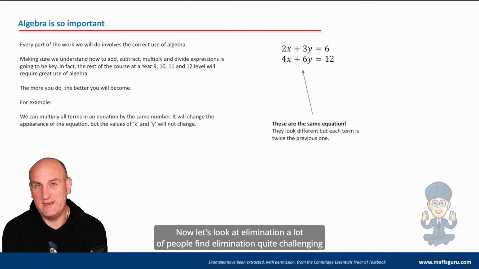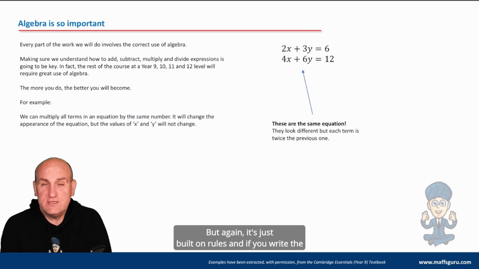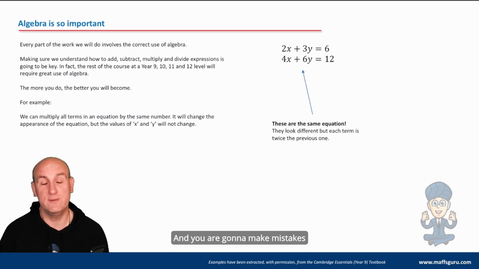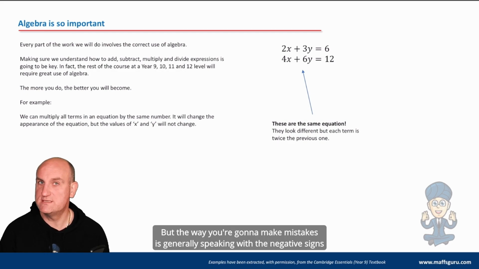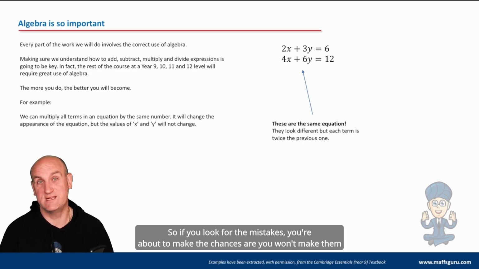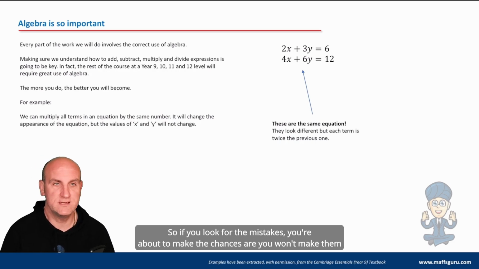A lot of people find elimination quite challenging, but again, it's just built on rules. If you write the rules down and practice them over and over again, you are going to make mistakes. But generally speaking the mistakes will be with the negative signs. They are the things that trip you up over and over again. So if you look for the mistakes you're about to make, the chances are you won't make them.